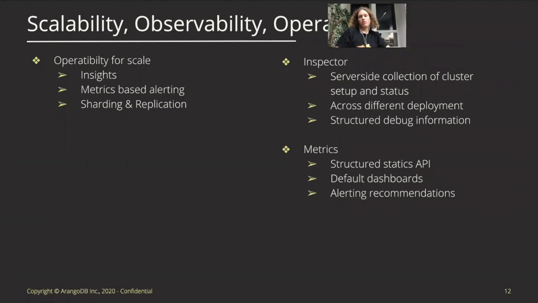On the other hand, metrics hopefully help you by providing a structured statistics API, and we have some default dashboards around that. I think the alerting recommendations are not yet merged to the docs, but let me check on that. Basically, with those default dashboards we also have some recommendations: if this goes above a certain threshold, you should talk to us or raise an issue in the community, because your cluster is actually at risk.